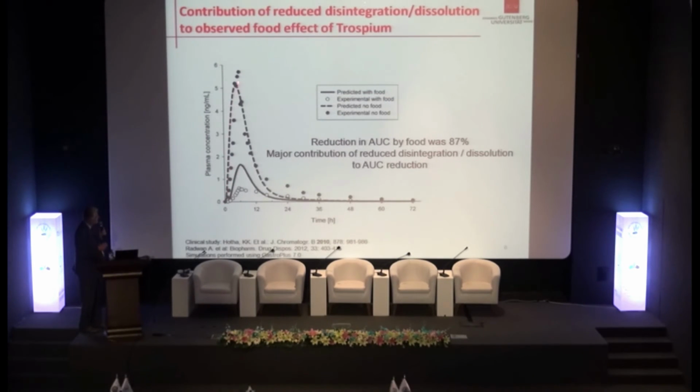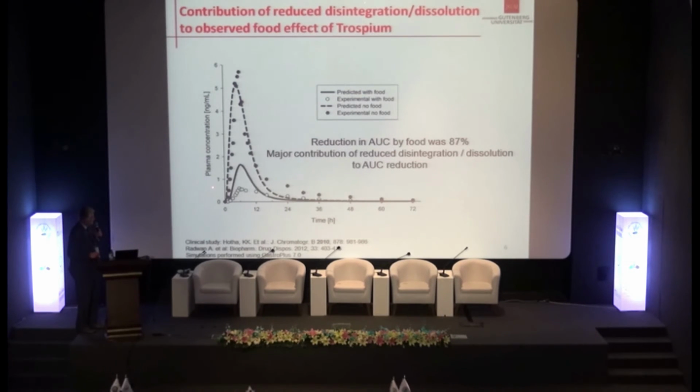This is the curve for the fasted state, and down here you see the average curves for the fed state. Same dosage form, the only difference is fed versus fasted. And the conclusion by the statistics was that you lose 87% of the area if you administer that drug in the fed versus the fasted state.